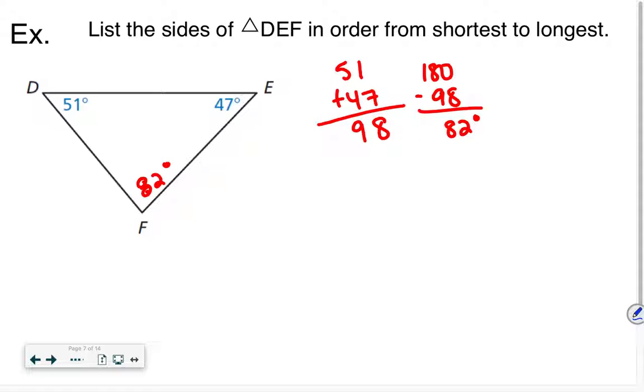So I gave you 2 problems on your homework where I just give you all 3 angle measures, and then 2 problems where you have to find that third angle. So just make sure that you subtract from 180.